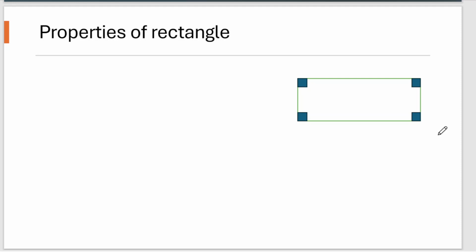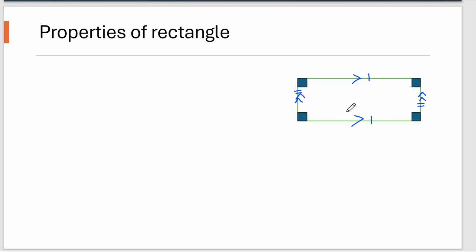What are the properties of parallelograms? In a parallelogram, we say that a quadrilateral is a parallelogram if its opposite sides are parallel. So you can see in a rectangle also, opposite sides are parallel, okay? So this side is parallel to this side also. Now, what was the second property of a parallelogram? Opposite sides are equal. So you can say this side is equal to this side and this side is equal to this side.